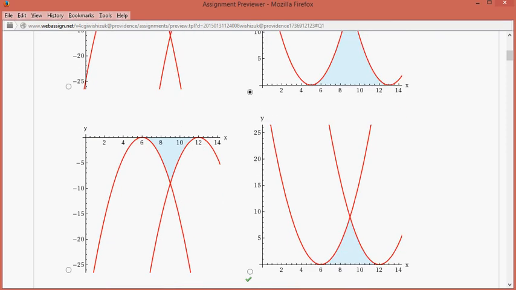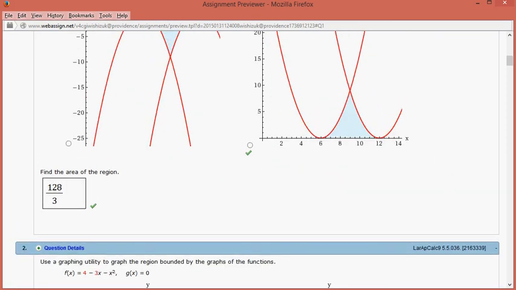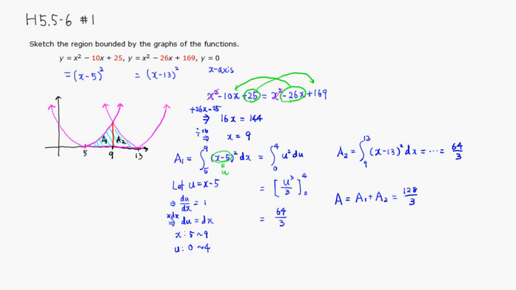Alright, it came back. Looks like we got the correct graph and we got the correct area. That's it. I hope that this was clear.